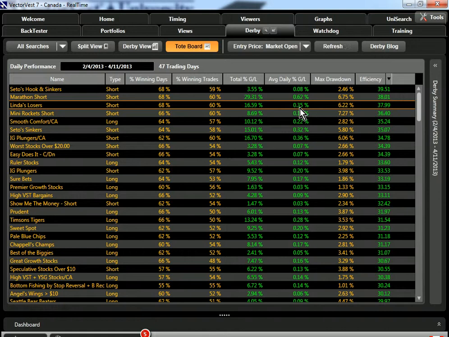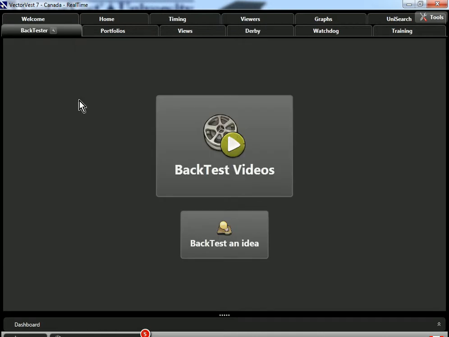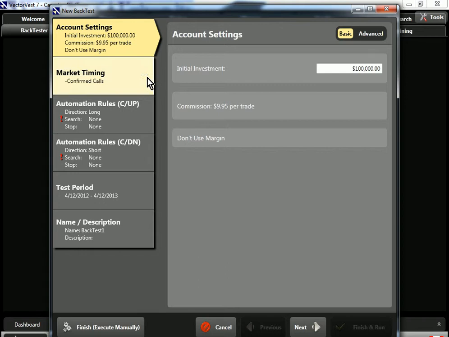What you would do now is take that knowledge over into Backtester and begin to put stops on there and put these positions into a more realistic portfolio setting to ensure that this strategy still looks good. So I'd simply go right up to the top and click on Backtester. And from here I'd click on Backtest an idea. We're going to leave all the account settings set to the default selections.